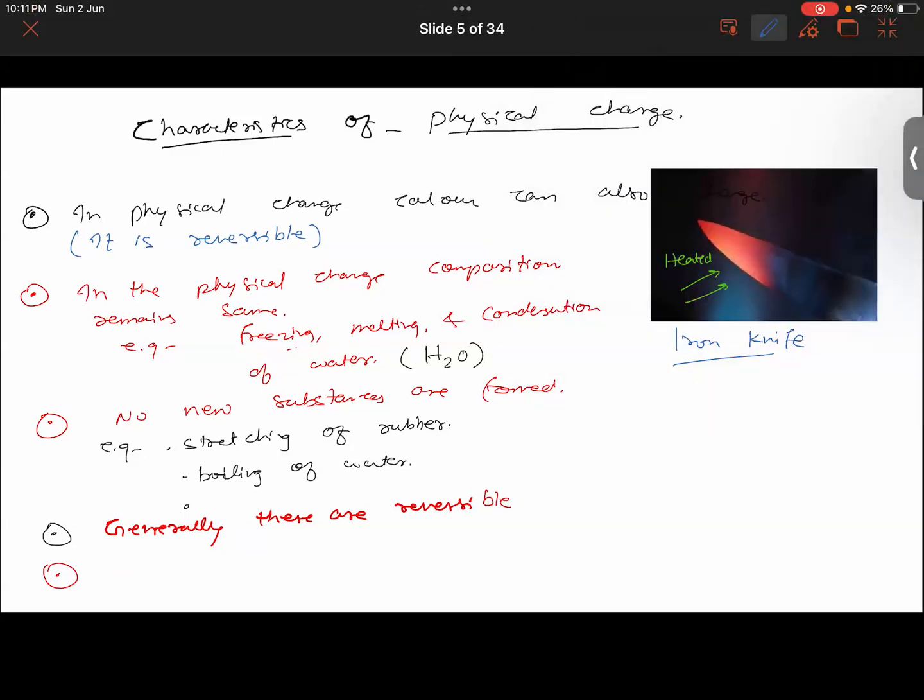Furthermore, we have also learned that energy will be either absorbed or released in the process of physical changes. Okay, now energy will be released or absorbed. But in the majority of the cases, a little amount of energy will be released or absorbed. Keep that thing in mind.